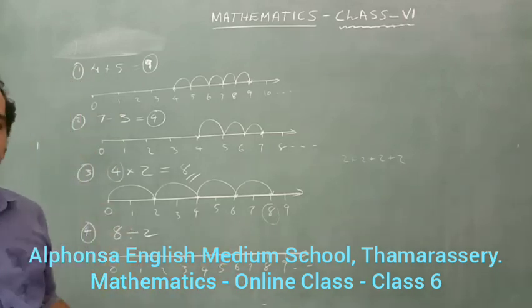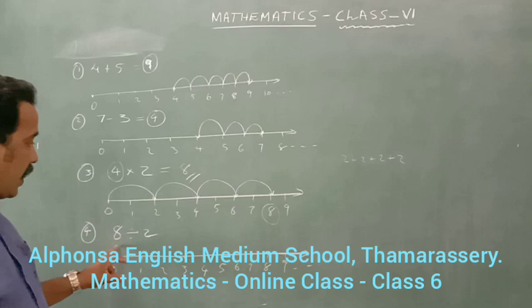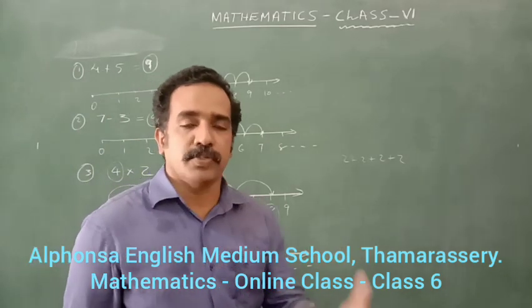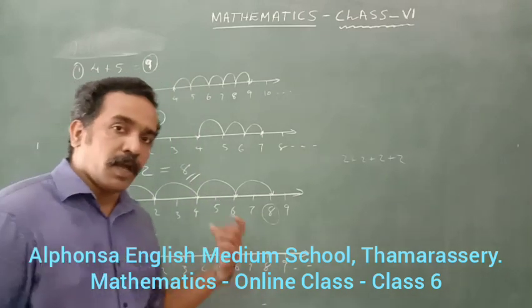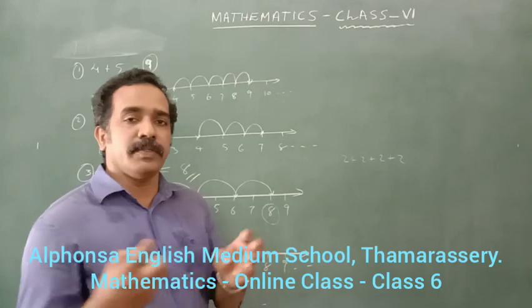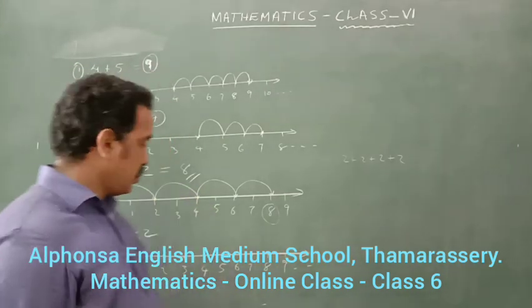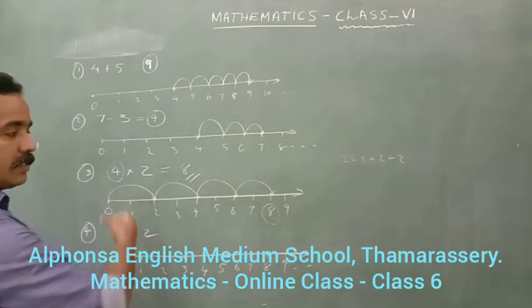From 8, actually division means repeated subtraction. From 8, how many times we can subtract 2? That is what is the question. Or in 8, how many 2's are there? How many 2's makes 8? That is the question.